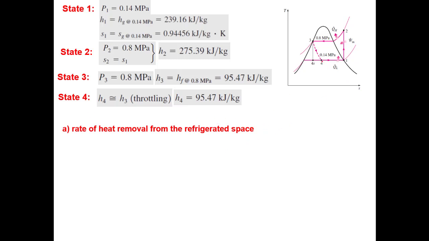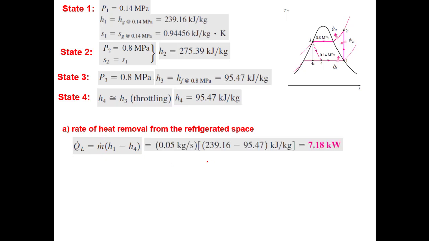So this is basically the refrigerated space, 4 to 1. So the heat removal, that means QL is equal to H1 minus H4, so H1 minus H4 times the mass flow rate of the refrigerant. So we can put that value, and that value is equal to 7.18 kilowatt.